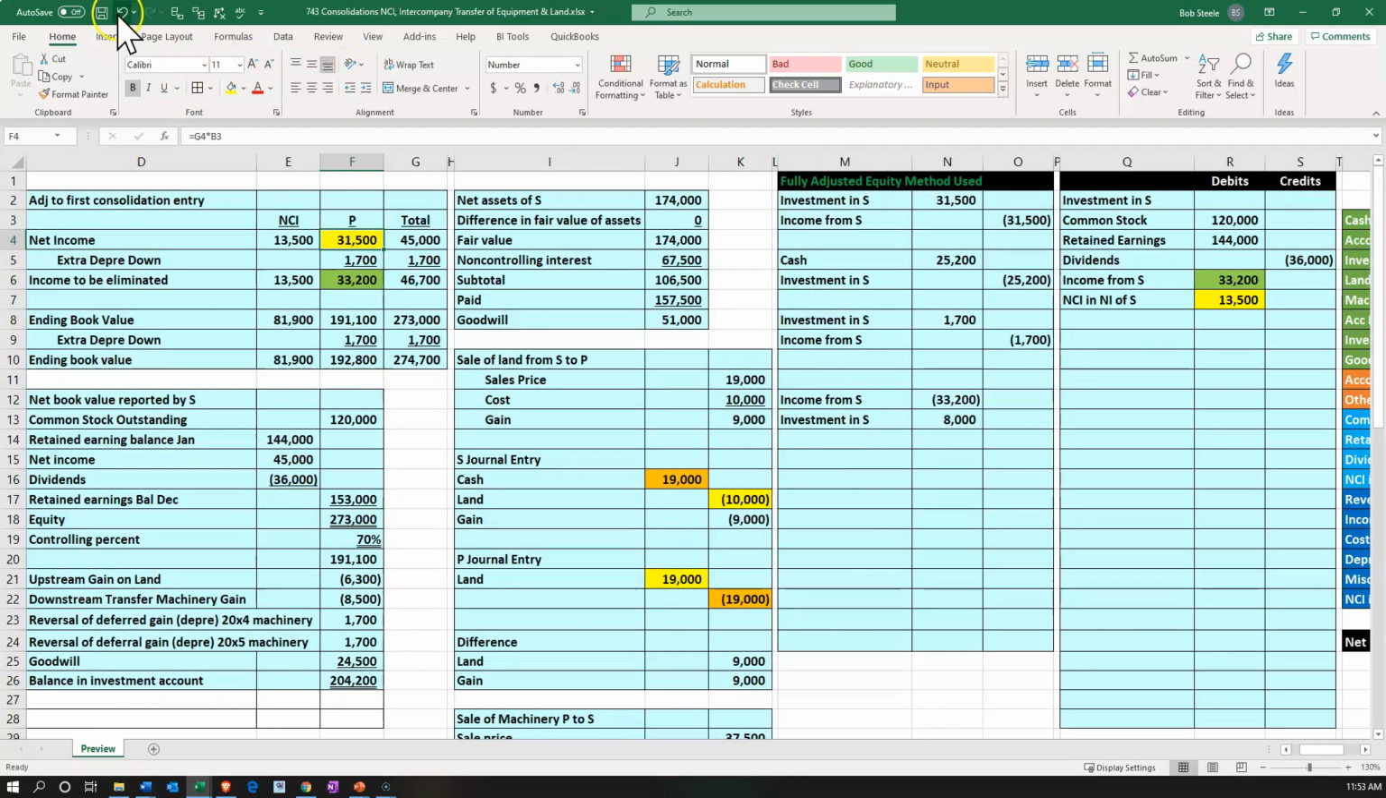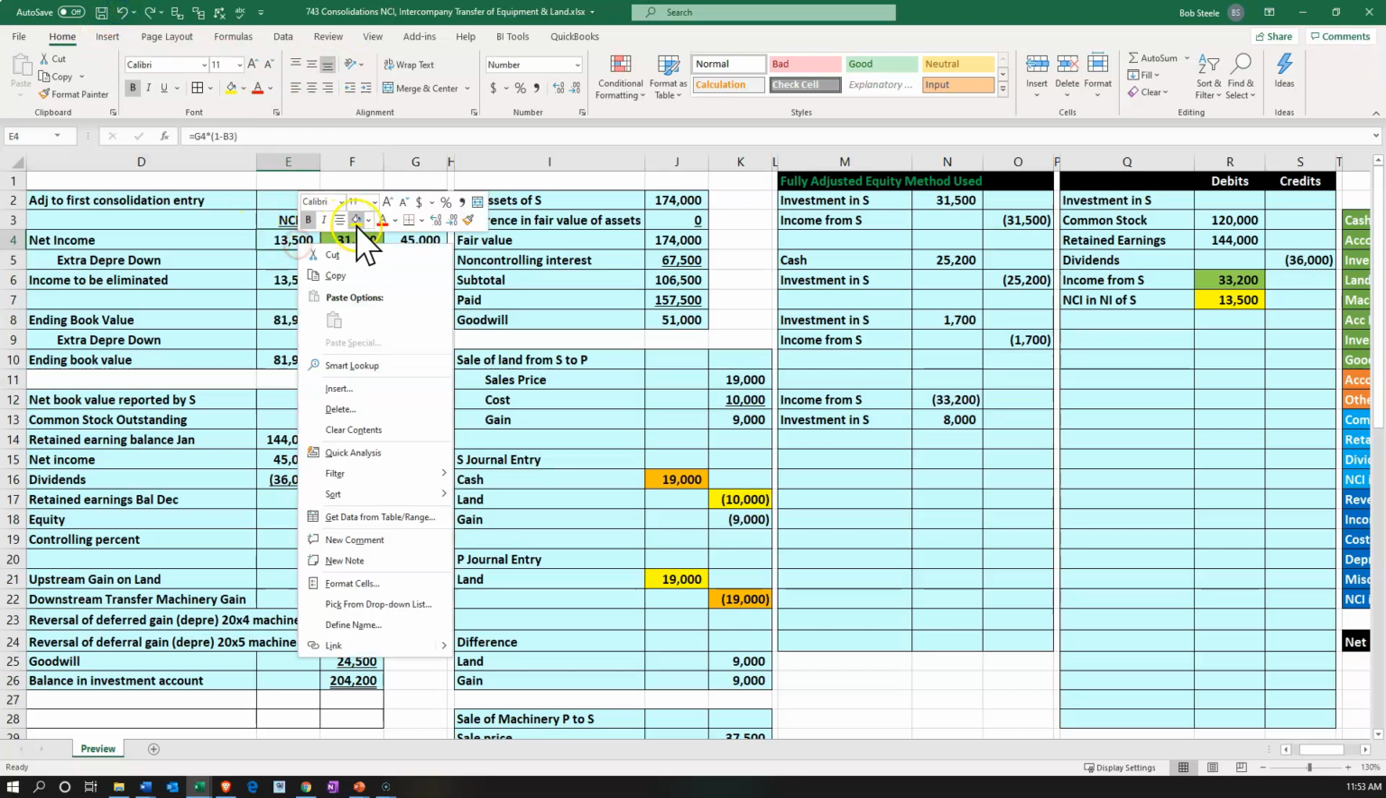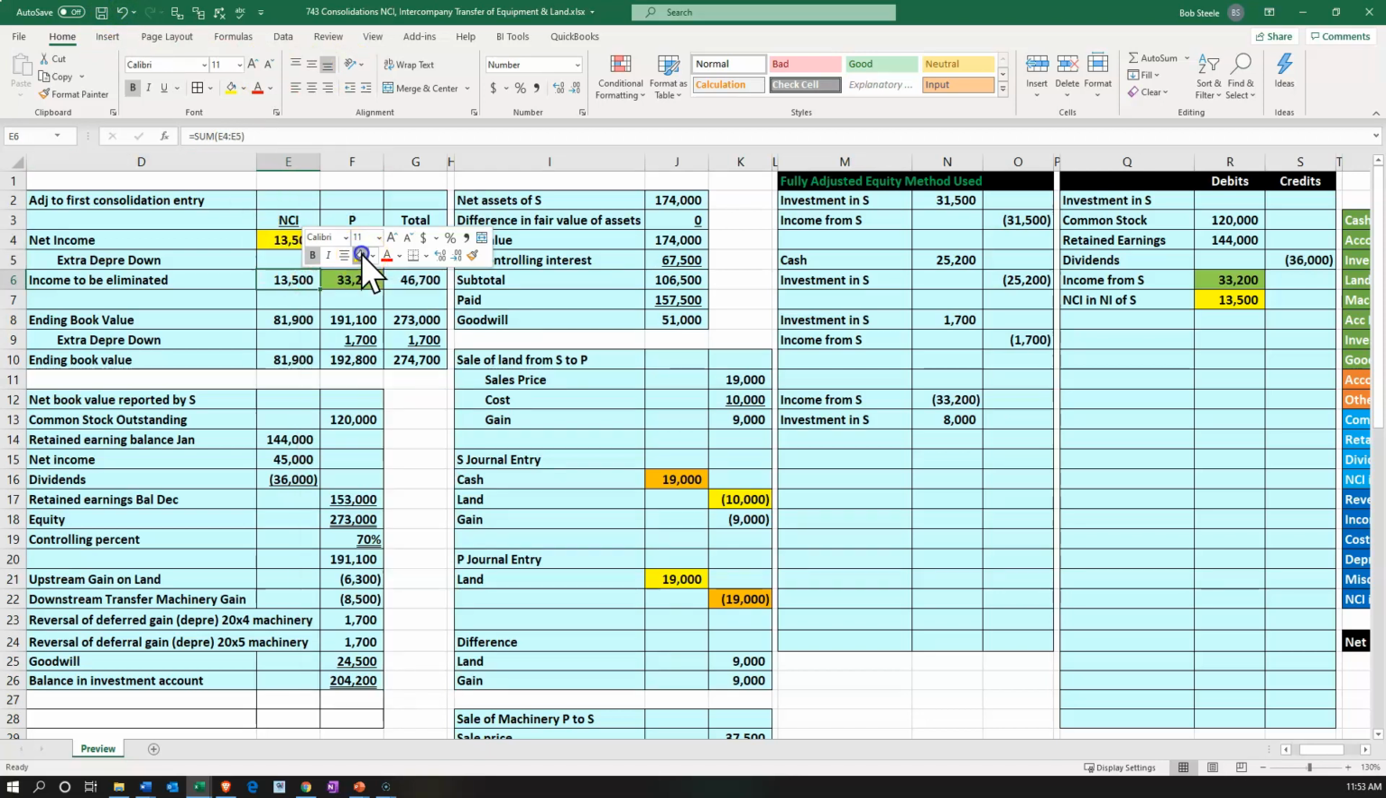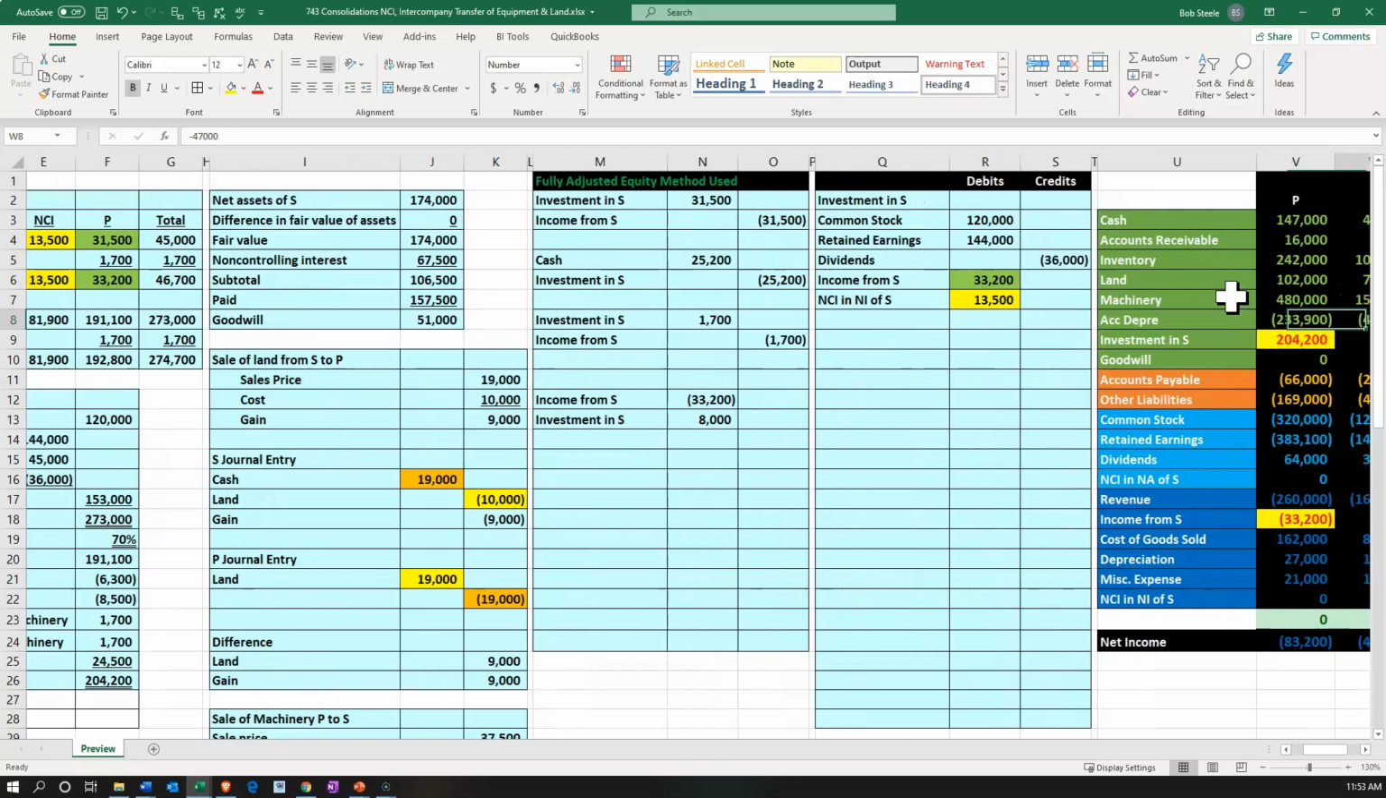Whoop. That's not the one I wanted to change the color on. That's the one. It's going to be the same, but I want to indicate that we're taking this from the table. This is coming from the table. There's the table. That's where it's coming from.